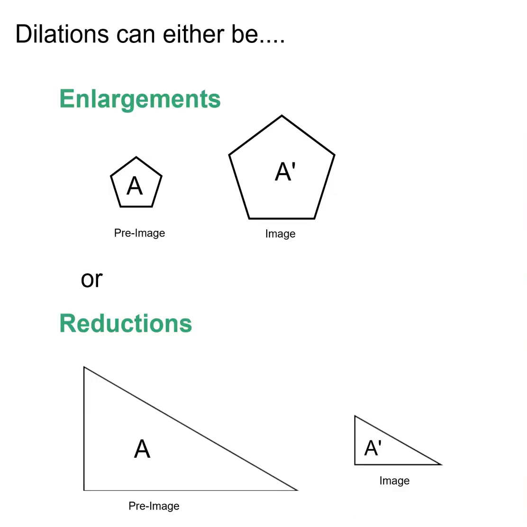So as I said, dilations make things larger or smaller. If it makes something larger, it's called an enlargement. And so we see our pre-image is this small pentagon, and the new image, A prime, is the larger pentagon. The second example is a reduction. We start with the large triangle, which is the pre-image, and it becomes a smaller triangle, A prime, and so that's considered a reduction.